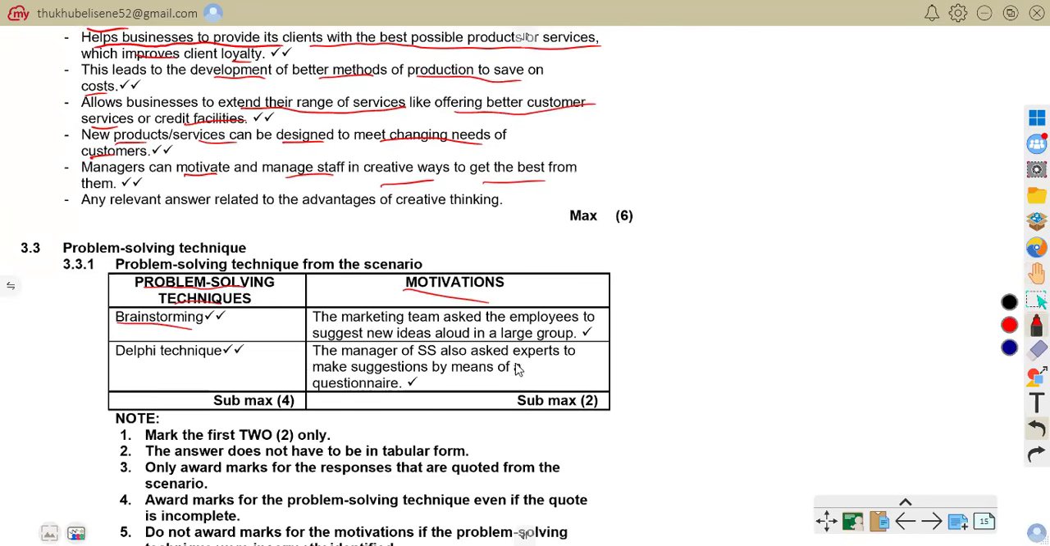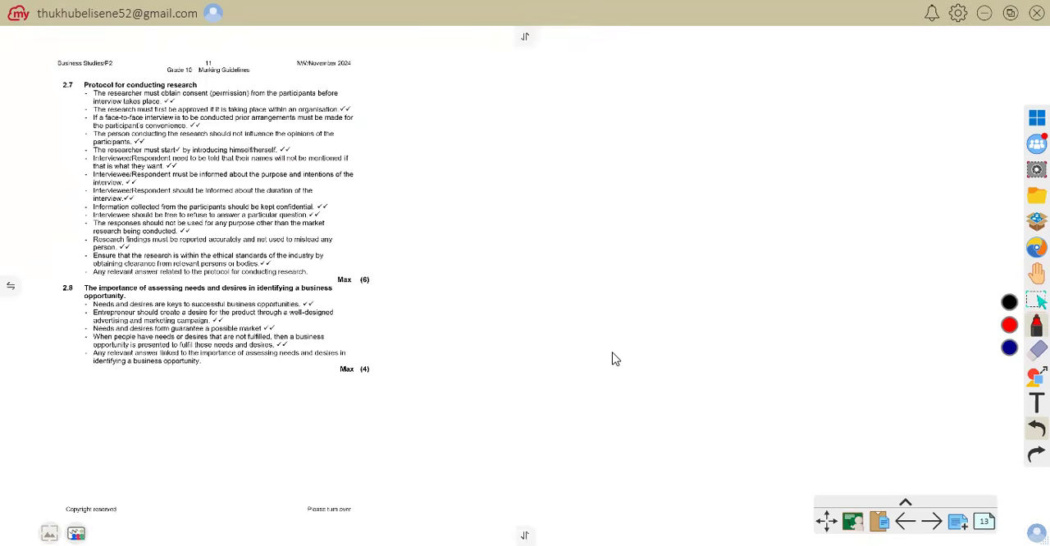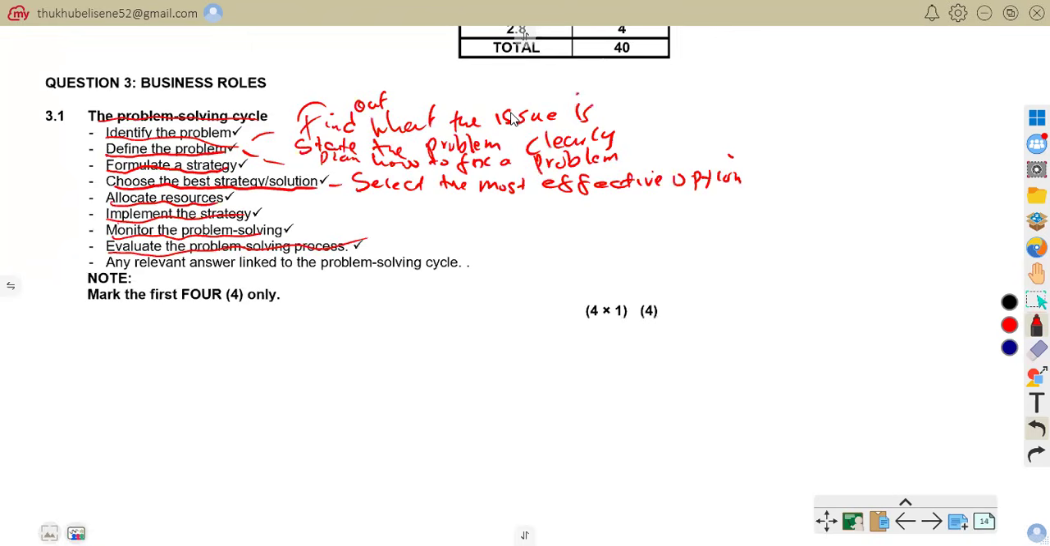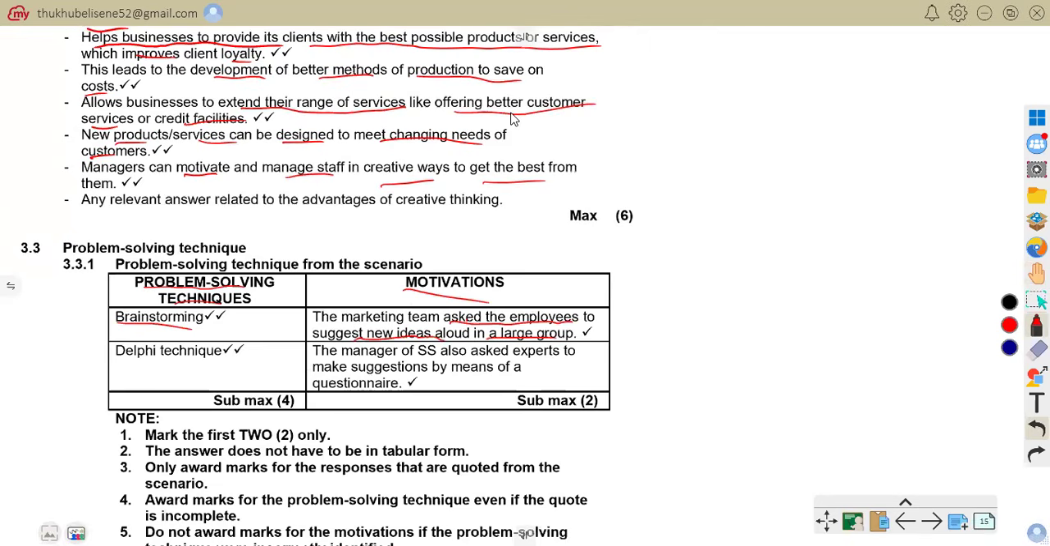So we have brainstorming. The marketing team asks the employees to suggest new ideas aloud in a large group. Let us try to confirm this from the scenario that is given. Here it is: the marketing team asks the employees to suggest new ideas aloud in a group. So that is brainstorming. So we have tried to motivate it.